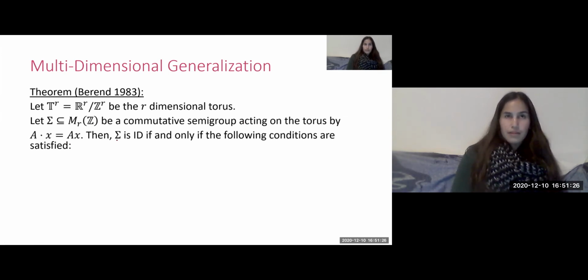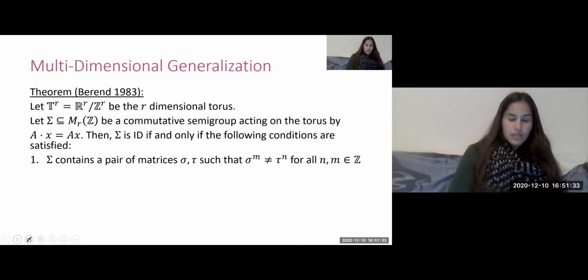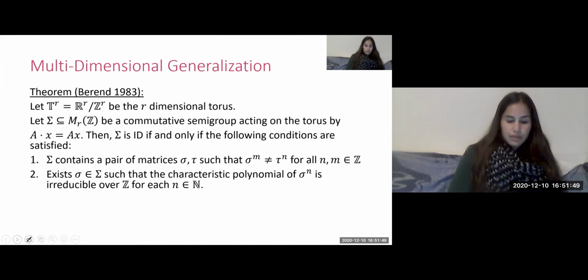So we say that this set is ID, that is, every orbit is either finite or dense, if and only if the following conditions are satisfied. The first condition is that we have a pair of matrices that are rationally independent. So this is just like in Furstenberg's theorem, but it turns out that this isn't enough. We need some more conditions. In addition, we also require that there must be some matrix in here that has a characteristic polynomial such that all the characteristic polynomials of all its powers are going to be irreducible over Z for every one of these n.